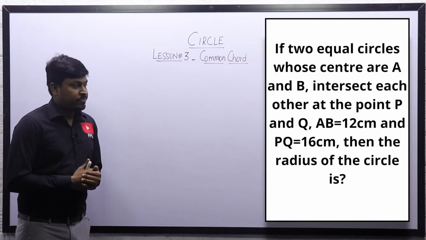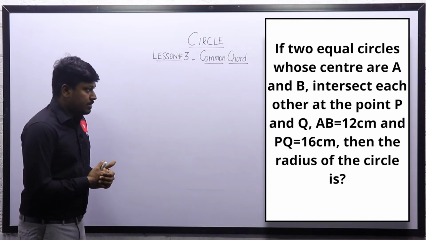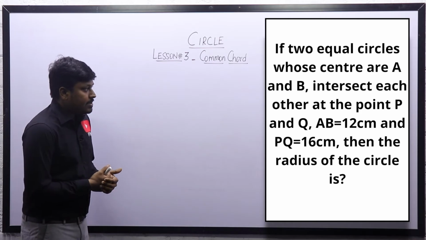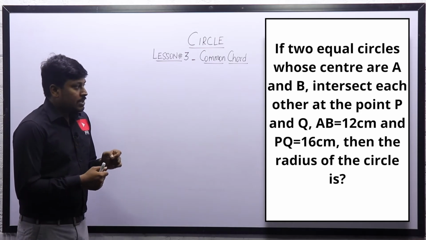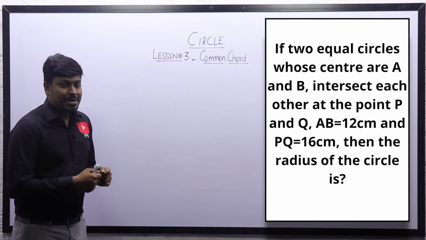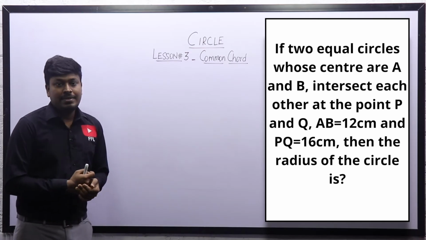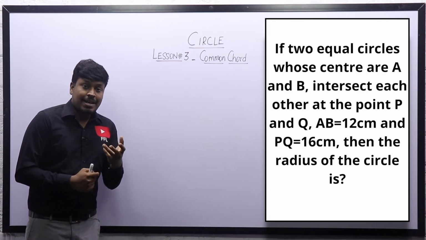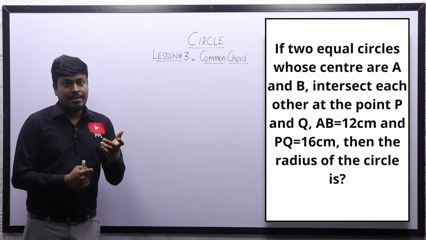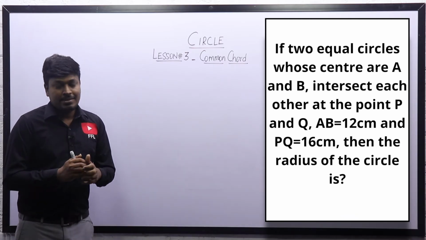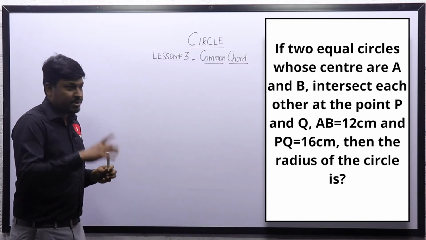Question number 2. If two equal circles whose centers are A and B intersect each other at points P and Q, and AB is equal to 12 centimeters and PQ is equal to 16 centimeters, then the radius of the circle is? So friends, our target is to find the radius of the circle, and both the circles are equal in size. So here let me draw a diagram according to the question, right?